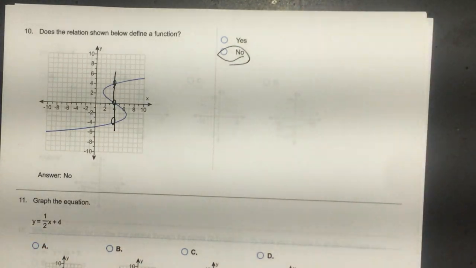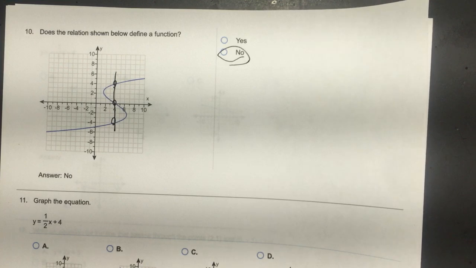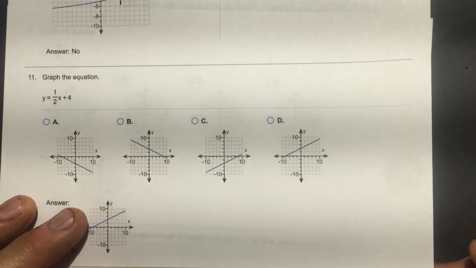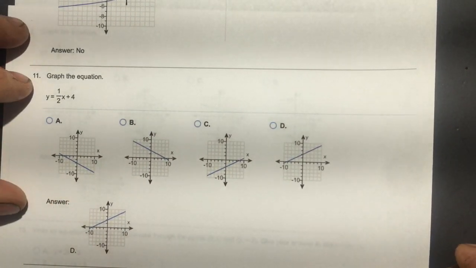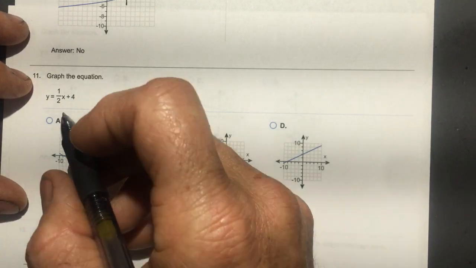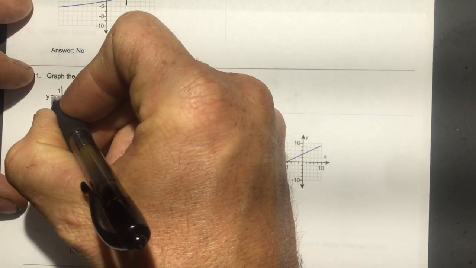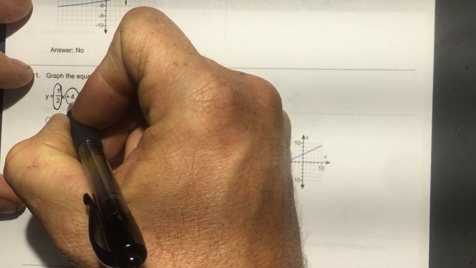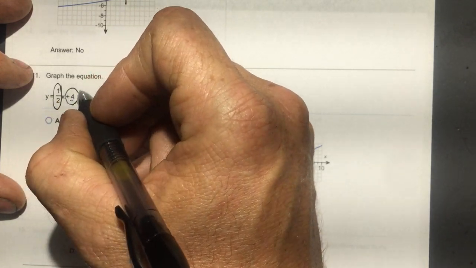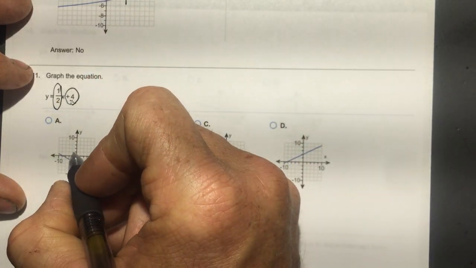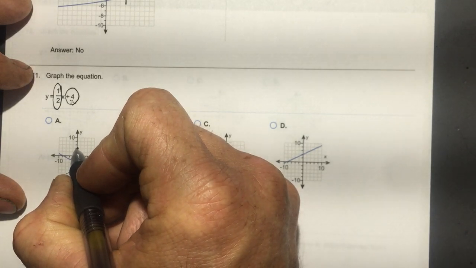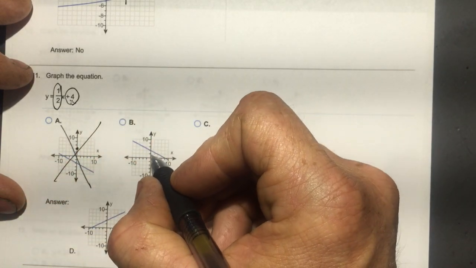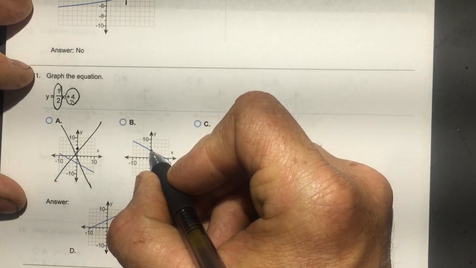Okay. 11. Graph this equation. All right, we have to pick which one's the right one. Well, there's my slope, and there's my y-intercept. So that means if I go up 4, it should cross at 4. So if you look here, 2, 4, see right here, this one doesn't cross. That isn't right. See here, 1, 2, 4, right there.